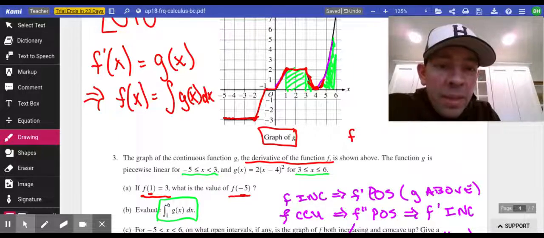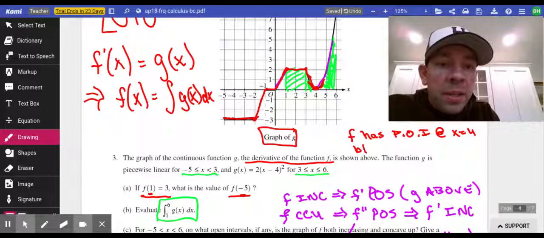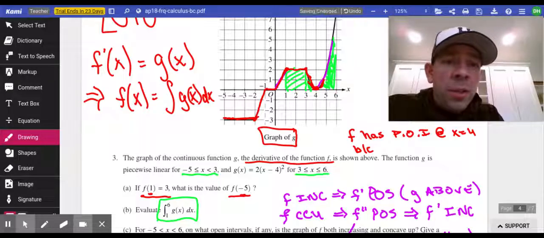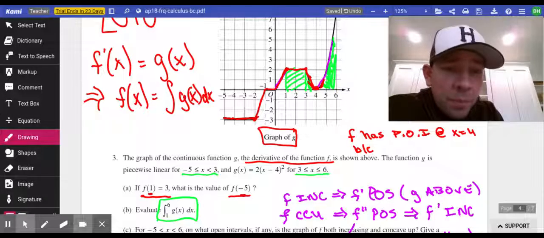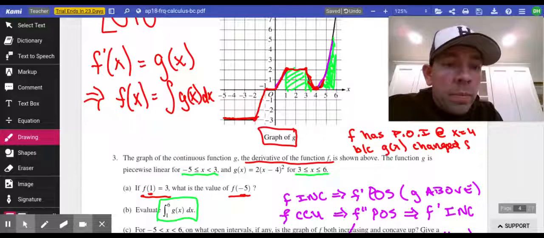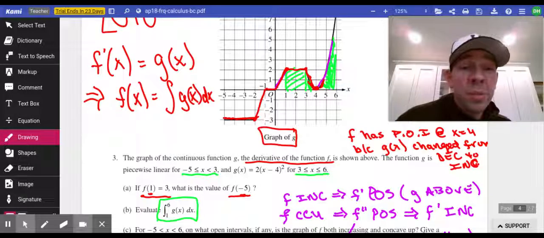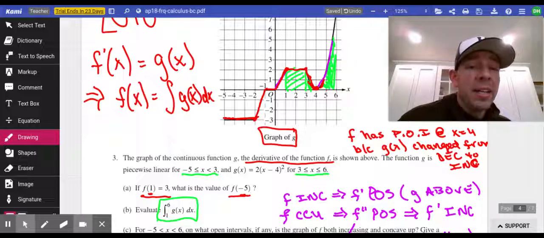So we're going to say f has a point of inflection at x equals 4 because now you got a couple of different options you could go with here. We could say f double prime changes signs. What I'm going to do in this particular case is say it's because g, that was given to us, g of x changed from decreasing to increasing. In other words, we're basically saying g prime itself changed from negative to positive, and that gets it done for us.